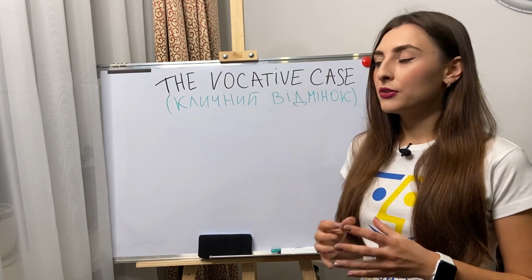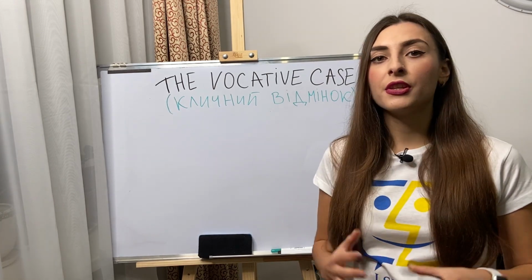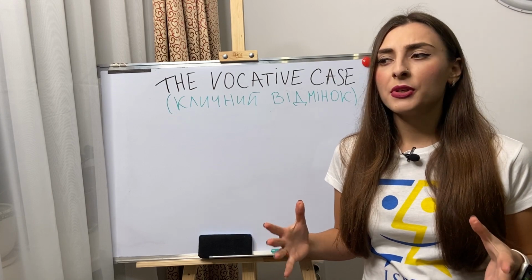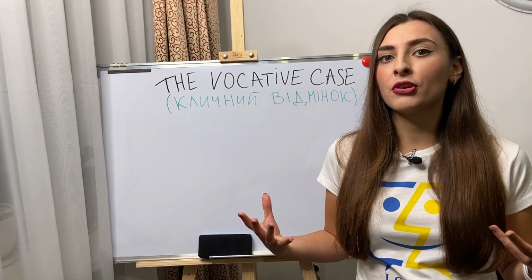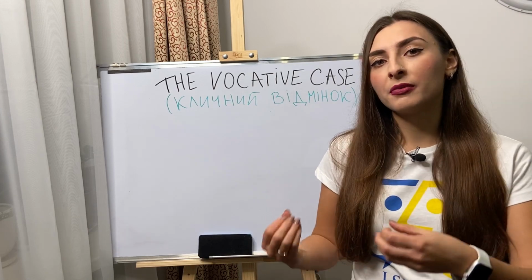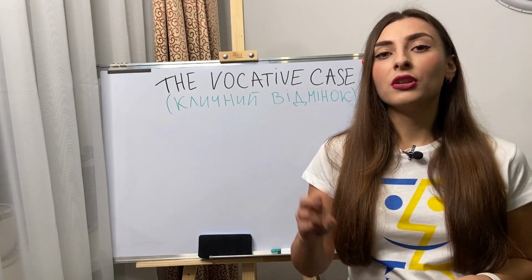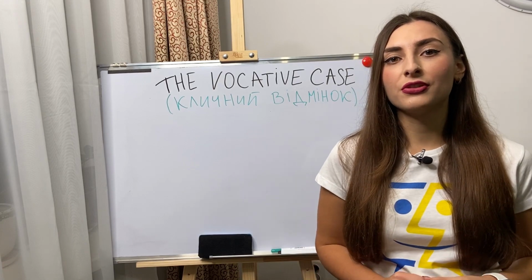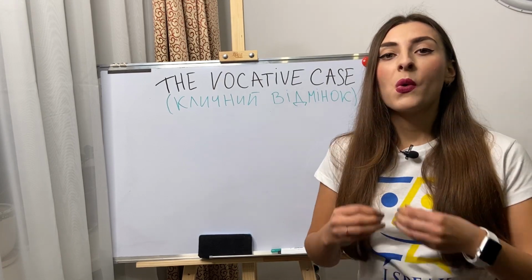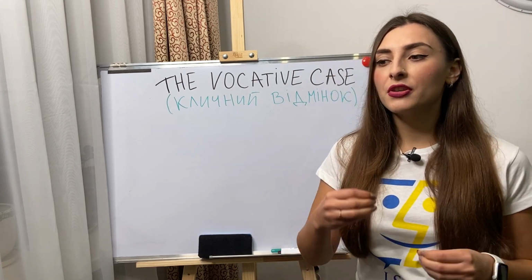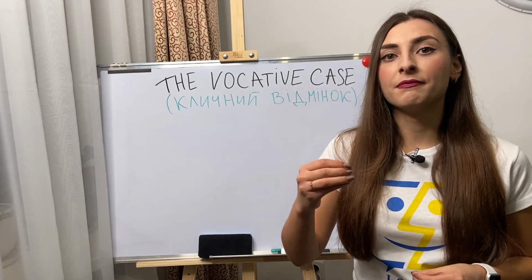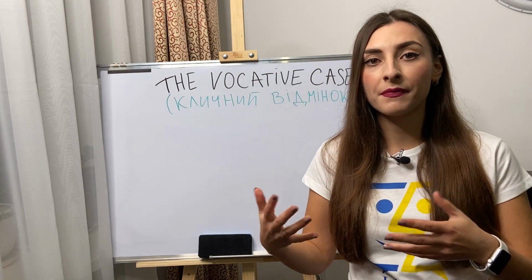So, first of all, we're going to start with the usage of this case. We need to know, when do I have to use this case? And then I'm going to explain to you how to form this case. There are only two rules when you need to use this vocative case. First of all, when you address people. When you address somebody, you say his or her name.